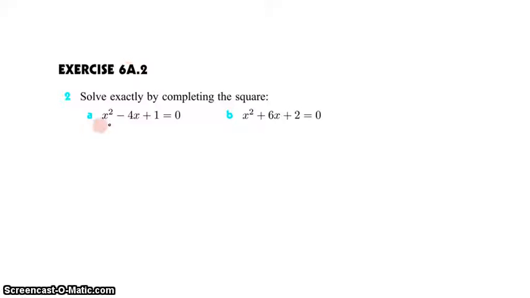Once again, we're given two quadratic equations, and we're asked to solve, this time by completing the square, which is a method for solving quadratic equations. When we want to complete the square, what we're talking about is using perfect squares for quadratics which aren't necessarily perfect squares.